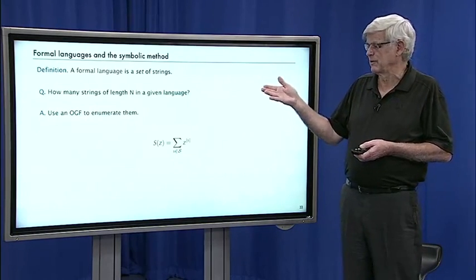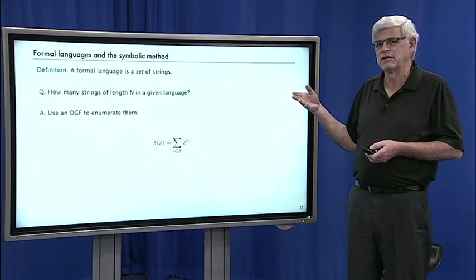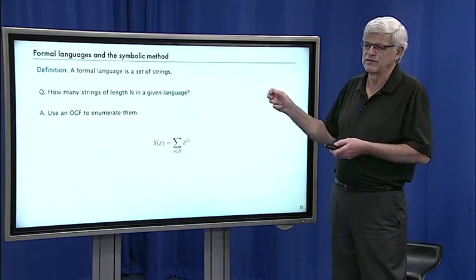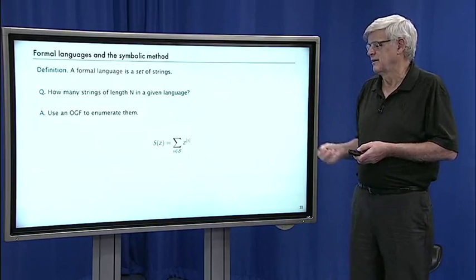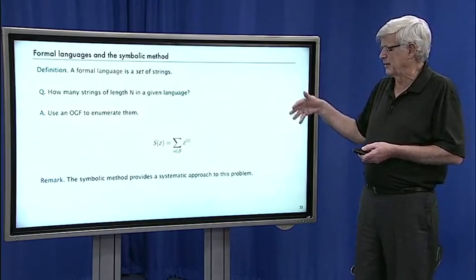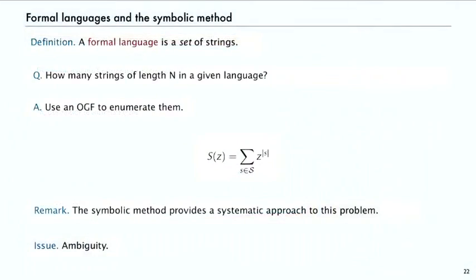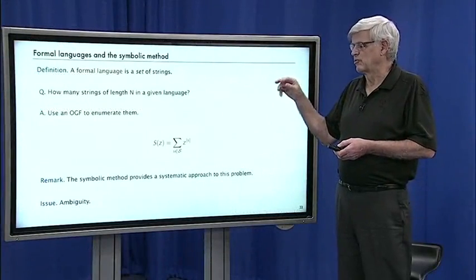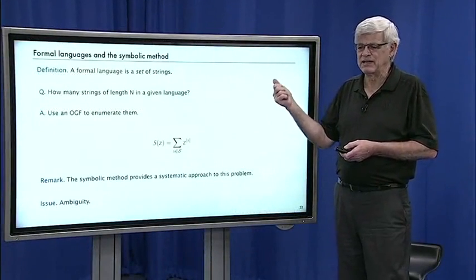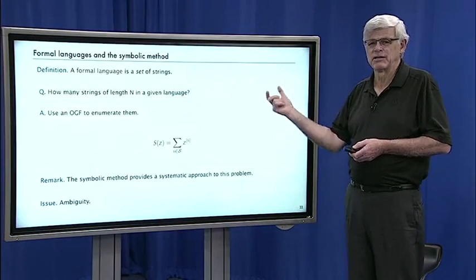Well, then the answer is that we can use an OGF to enumerate them, and we can essentially view the symbolic method as an approach to solving this problem. It's a very systematic way to solve problems like this. Now, there's an issue when it comes to counting that has to do with ambiguity. Typically, in a formal language, we're just concerned about specifying the set. And it could be that there's more than one way to derive a particular string.